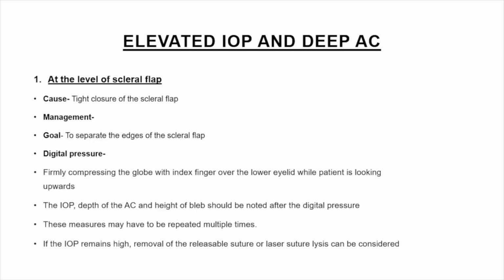Now, for elevated IOP with a deep anterior chamber, the problem can be at the level of the scleral flap, which is usually a tight closure of the scleral flap, and the management can be digital pressure, which is firmly compressing the globe with the index finger over the lower eyelid while the patient is looking upwards. The IOP, the depth of the anterior chamber, and the height of the bleb should be noted after the digital pressure, and these measures have to be repeated multiple times. If the IOP still remains high, removal of the releasable suture or a laser suture lysis can be considered.